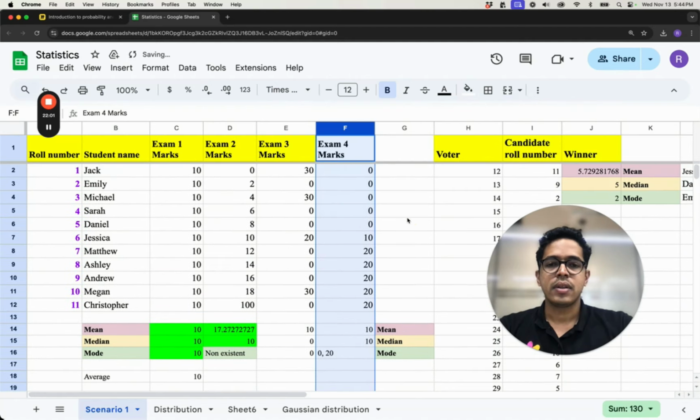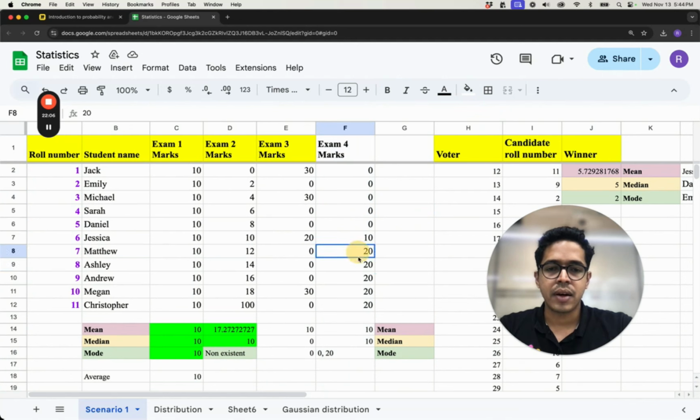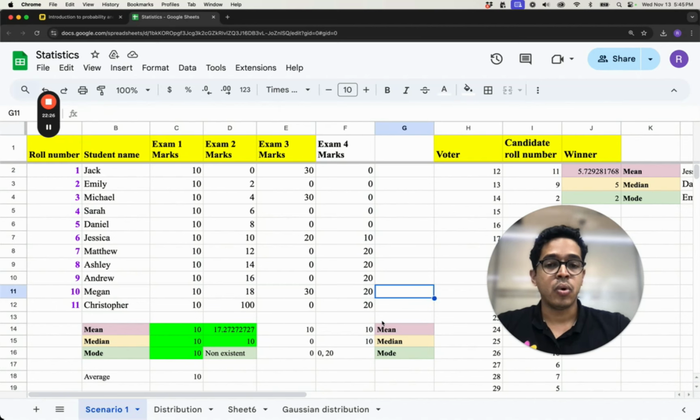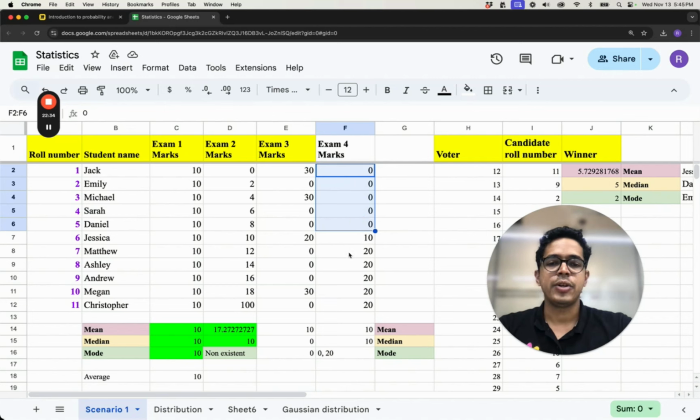In exam 4, the marks are distributed like this: 0, 0, 0, 0, 10, 20, 20. So 5 people scored 20, 5 people scored 0, and 1 person scored 10. In this case, again, mean is 10, because if you apply the formula, I have already inserted the formula here. Mean is 10. Median is also 10, because the middle value is this 10. But for mode, there are 2 modes, 0 and 20. So it's like a bimodal distribution, because 0 is occurring 5 times, and 20 is also occurring 5 times.